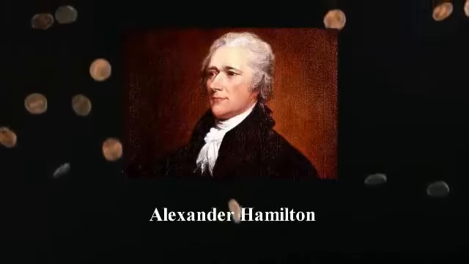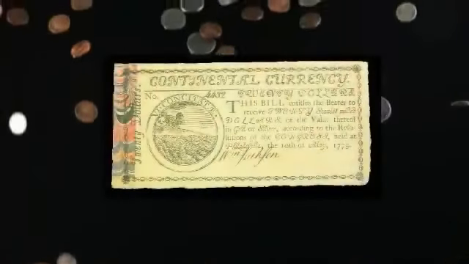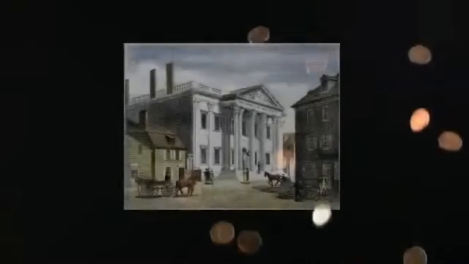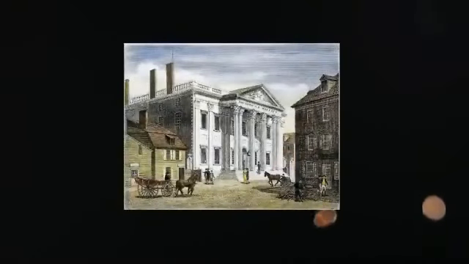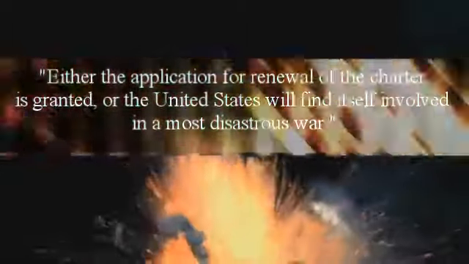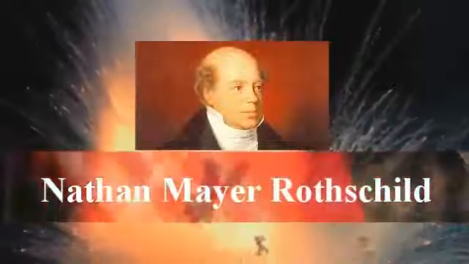Now, this First Bank of the United States was founded in 1791, and by the end of its 20-year charter, it had almost ruined the nation's economy while enriching the bank's owners. As a result, Congress refused to renew the charter and signaled their intention to go back to a state-issued, value-based currency on which the people paid no interest at all to any banker. This resulted in a threat from Nathan Mayer Rothschild against the U.S. government. Quote, "Either the application for renewal of the charter is granted, or the United States will find itself involved in a most disastrous war."